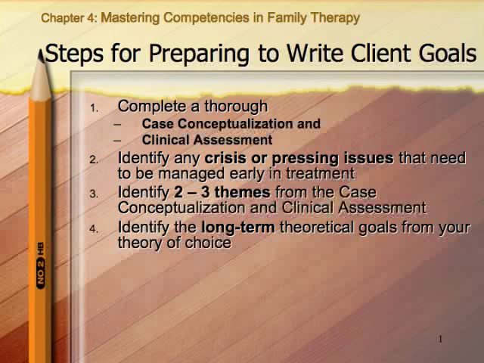Finally, you want to look at any long-term goals that your particular theory might advocate for. For example, in Bowen Intergenerational Family Therapy, they talk a lot about differentiation. In Satir and other experiential approaches, they talk about self-actualization. So those are pretty much standard treatment goals, long-term goals that are embedded in the theory itself. And that's the other thing to keep in mind when you're developing your client goals.